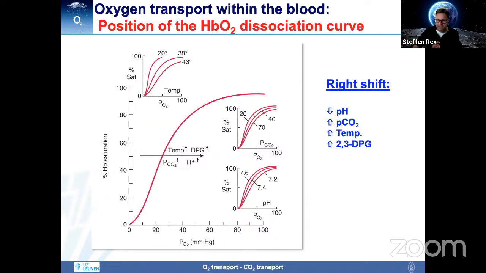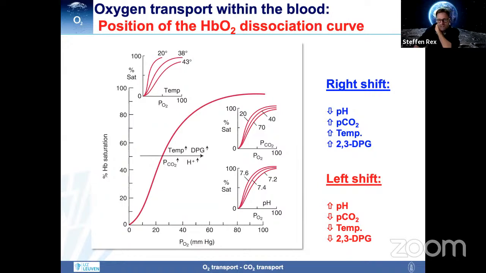The position of this hemoglobin dissociation curve is dependent upon four factors: the pH, the CO2 pressure, the temperature, and the 2.3 diphosphoglycerate levels within the erythrocytes. So if you decrease pH and if you increase CO2, temperature and DPG, then you have a right shift, and you have a left shift if you increase the pH, if you decrease CO2, if you decrease temperature, and if you decrease the diphosphoglycerate.